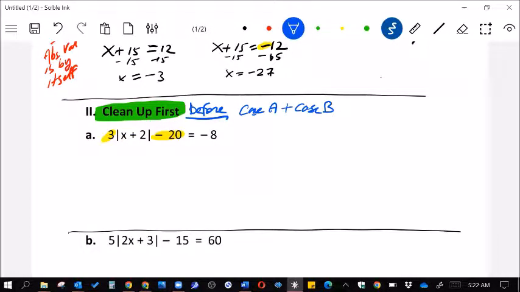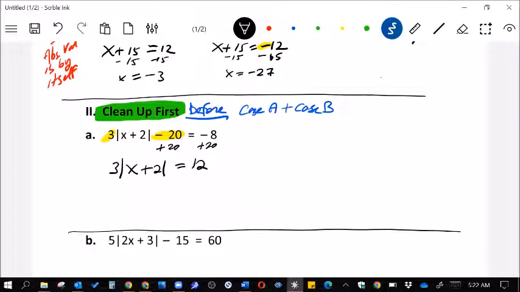I'll tell you right now, it is very, very common for people to forget this. And so many times I've marked these wrong on tests. I sure hope that everybody listening right now will not get it wrong. What we do here is we do like reverse order of operations. Instead of taking care of the multiplying, we'll take care of the adding or subtracting first, which means we'll add 20 to both sides. So I right now have 3 times the absolute value of x plus 2 equals 20 minus 8 is 12.